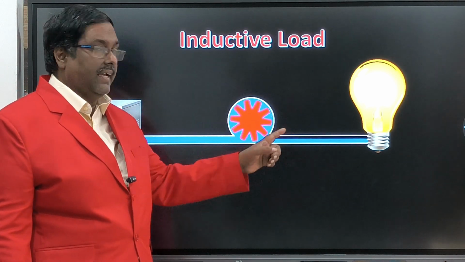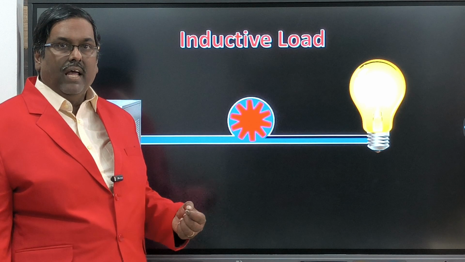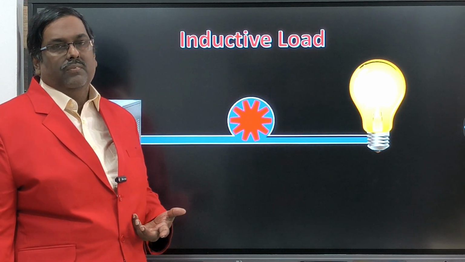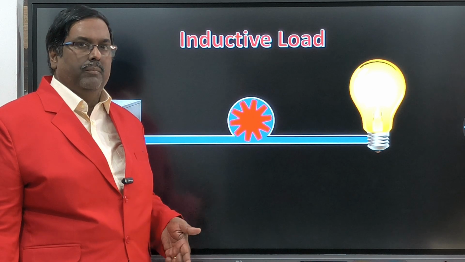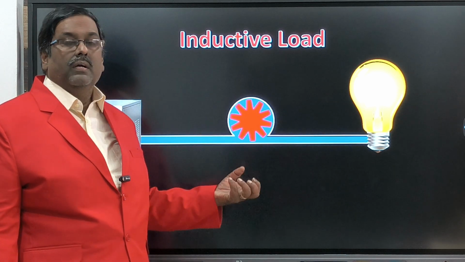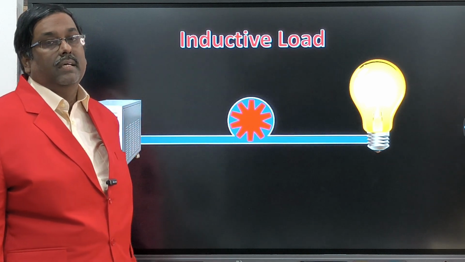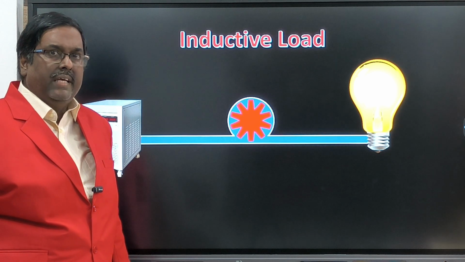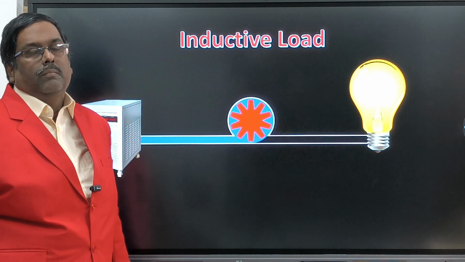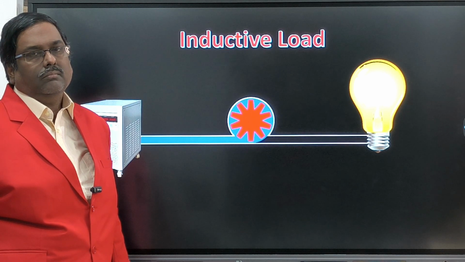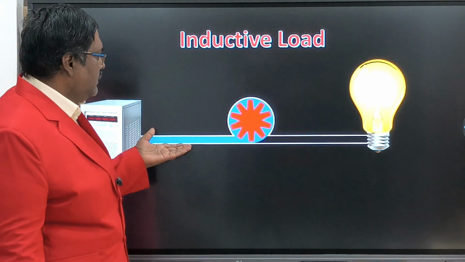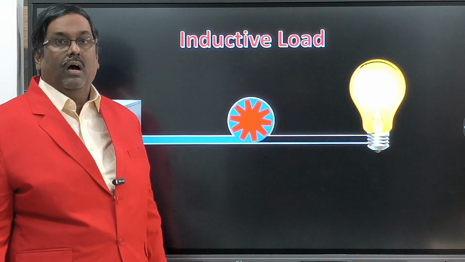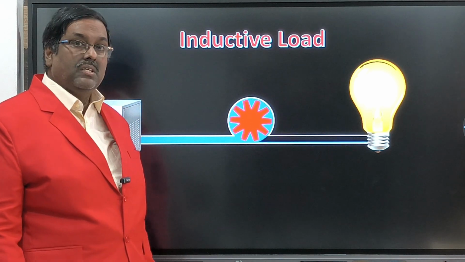Because of this lagging, some of the power is wasted. You call it worthless power, waste power, or reactive power. That power we have to compensate for in the generation. That ratio, the amount of waste, is called the power factor. So this is the inductive load behavior in the AC circuit. Now capacitive. Capacitive is not a load.